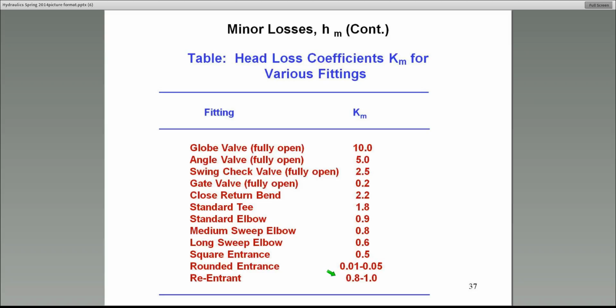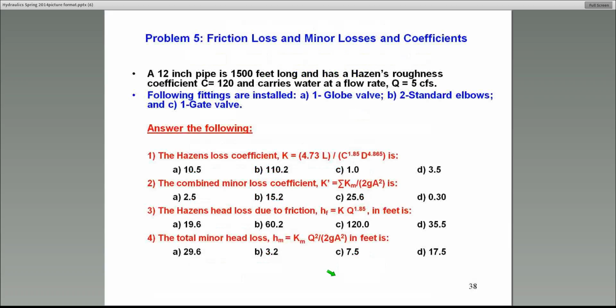Okay. I've set up a small example for you to calculate particularly these K values, and then, of course, finally in step number 3, to calculate the head loss in this particular pipe situation. You've got a 12-inch pipe, 1,500 feet long. Hazen-Williams C is 120. The flow rate is given as 5 CFS.